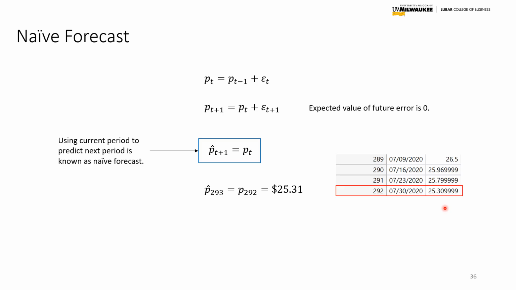Here we see this Honda series ended at 25.309999, which is basically 25.31 at period 292. This would mean the prediction of period 293 would be the price at time 292, which would be this value of 25.31. When we use the current observed value as the prediction for the next period, this is referred to in time series as a naive forecast.